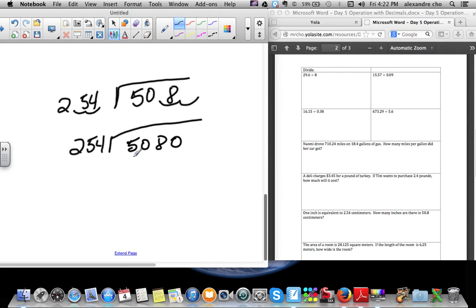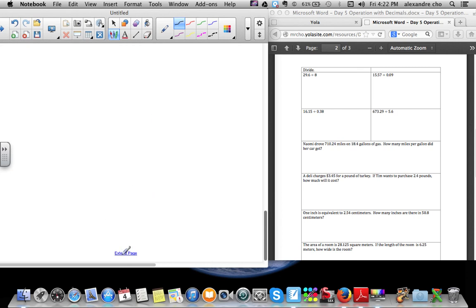Let's see, 254 does not go into 5, does not go into 50, but it goes into 508, actually 2 times. Okay, bring down the other 0, and 254 goes into 0 times. So the final answer is 20 inches. So 50.8 centimeters is the same thing as 20 inches.